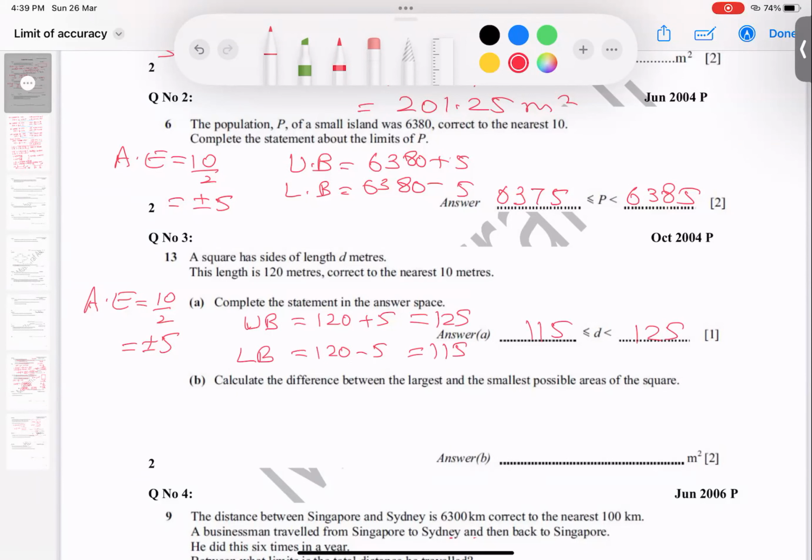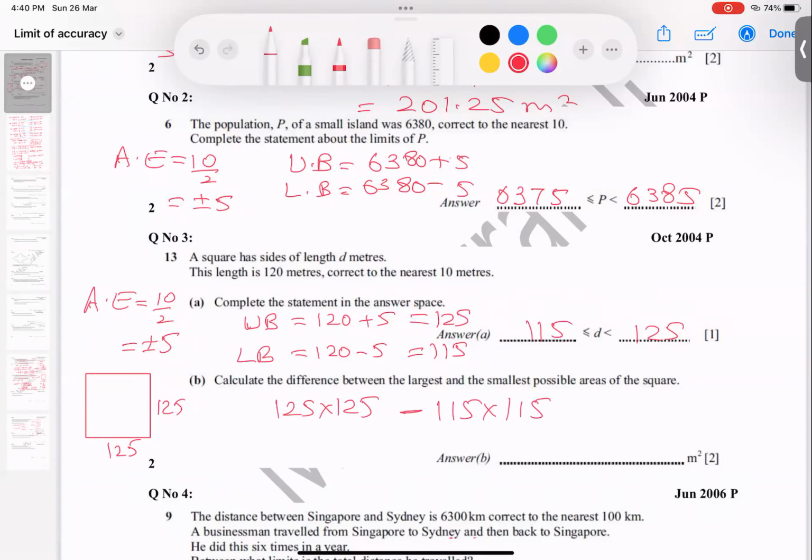Part two: calculate the difference between the largest and smallest possible area of the square. Interesting. Now I only have a length, so how do I get the area? Look at the left-hand side. This is a square, and let's say the upper bound is 125. What is the area of the square? Length into width, which means length squared. So 125 into 125 gives the largest area, and 115 into 115 gives the smallest area, and if I subtract them I get the difference between them.